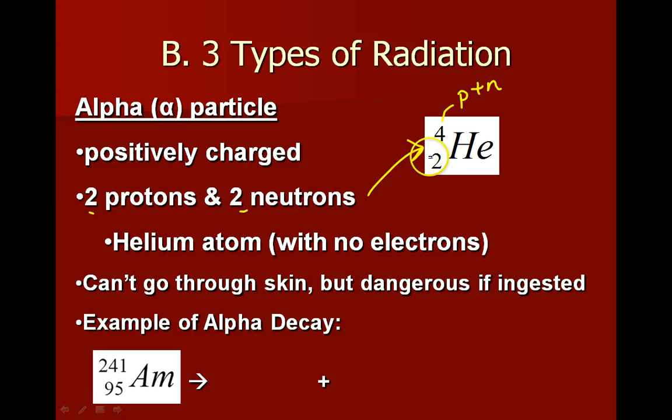So 4 protons and neutrons total, 2 protons. This number here is the number of protons. And we now know that something that has 2 protons is the helium atom. So basically, an alpha particle we now know is a helium atom with no electrons.